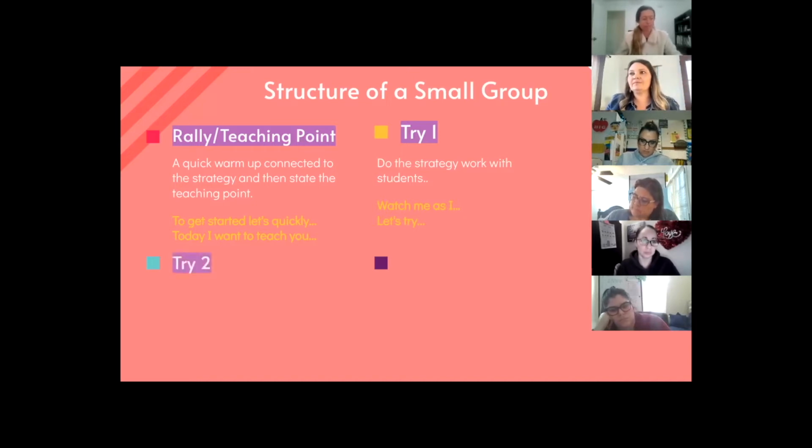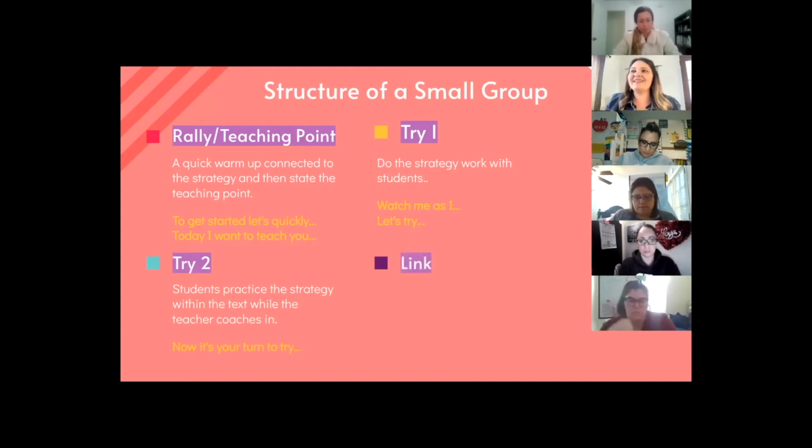Then try two, the kids are taking on the work. They're going to be doing the work. And I know maybe you're possibly thinking to yourself, what does that look like in virtual? We're going to talk about that today. So they're practicing the strategy within the text while the teacher coaches in. So you would say something like, now it's your turn to try.